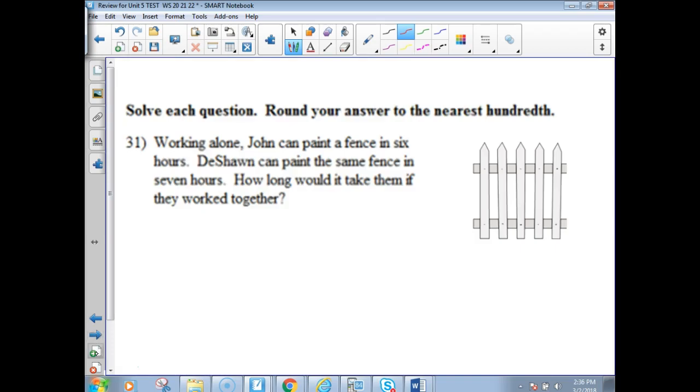Solve each question. Working alone, John can paint a fence in 6 hours. That means in 1 hour he can do a sixth of the job. It's a work problem, so I know I'm going to be adding. Sean can paint the same fence in 7 hours, so he can do a seventh of the job in 1 hour. How long would it take them if they work together? In 1 hour together they can do 1 over x. So we multiply through by a common denominator, 6 times 7 times x.